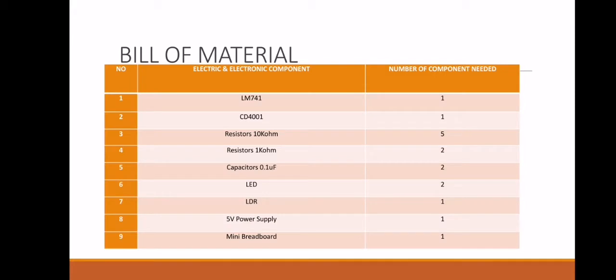And next, this is my bill of materials. I have 9 components. Firstly, LM741, I use 1; CD4011, I use 1; resistor 10 kilo ohm, I use 5; resistor 1 kilo ohm, 2; capacitor 0.1, capacitor 2; LED, I use 2; LDR 1; power supply 1; and mini breadboard 1.